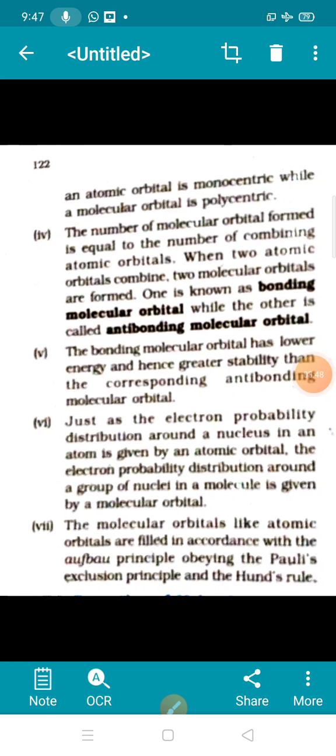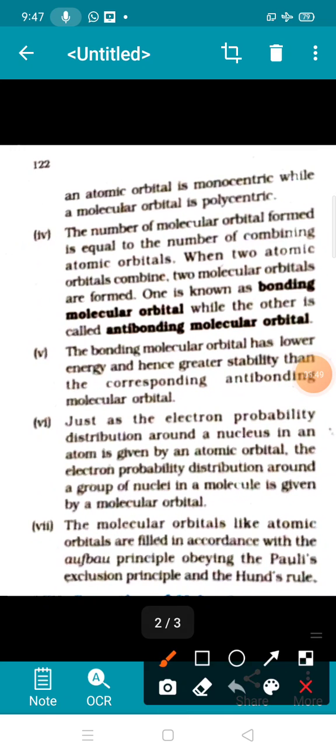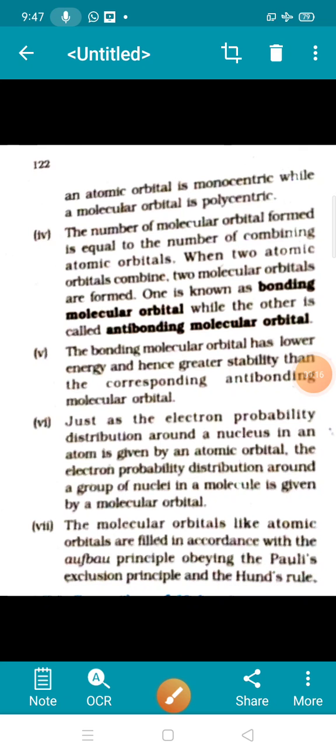They also follow Pauli's exclusion principle. What is Pauli's exclusion principle? That means when electrons occupy the same orbital, they will not have all four quantum numbers the same. In other words, they will have opposite spin, and they will follow Hund's rule. That means if we have orbitals in the same energy level, the orbitals will be filled up first singly and then they will pair up. So this is about the postulates of molecular orbital theory.